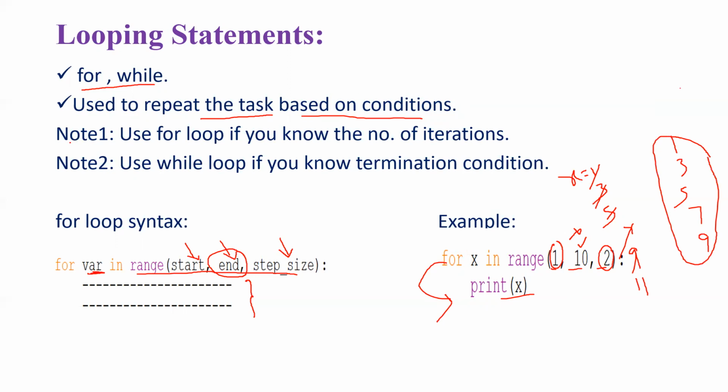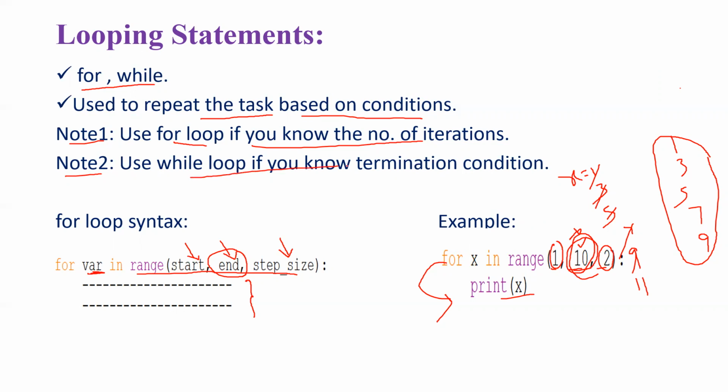Here you need to understand these two notes. The first one is you need to use the for loop if you know the number of iterations, which means how many times my loop iterates. Like we know here, from 1 to 10, I know the end value, which means mostly it will repeat for 5 times. Like that, in that cases, you will use the for loop.